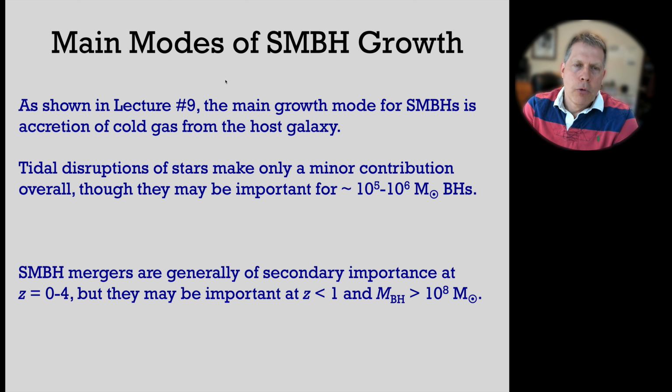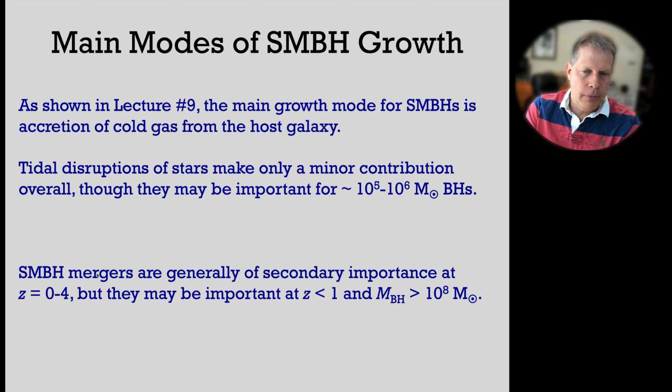Okay, referring back to the previous lecture then, lecture 9, the main growth mode for supermassive black holes, we believe, is accretion of cold gas from the host galaxy. As we talked about in the previous lecture, stellar tidal disruptions only make a minor contribution overall to black hole growth in the universe. They may be important for 10 to the 5 to 10 to the 6 solar mass black holes, but we believe that is in general a relatively small effect, and that most of the black hole growth is accreting cold gas from the host galaxy. That's what does it, not the stars.